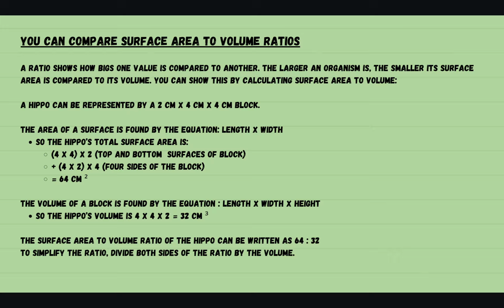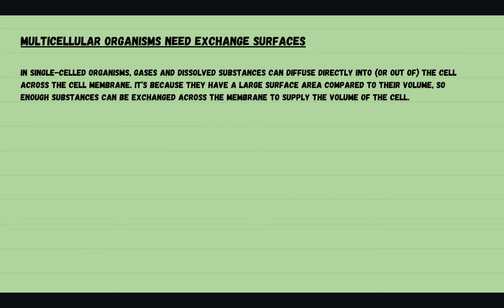The volume of a block is found by the equation length times width times height. So the hippo's volume is 4 times 4 times 2, giving us 32 centimeters cubed. The surface area to volume ratio of the hippo can be written as 64 centimeters squared to 32 centimeters cubed. To simplify the ratio, divide both sides of the ratio by the volume.